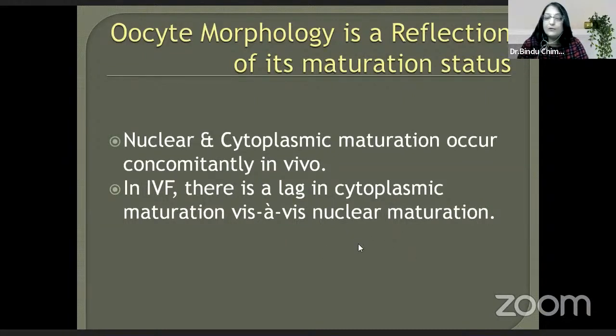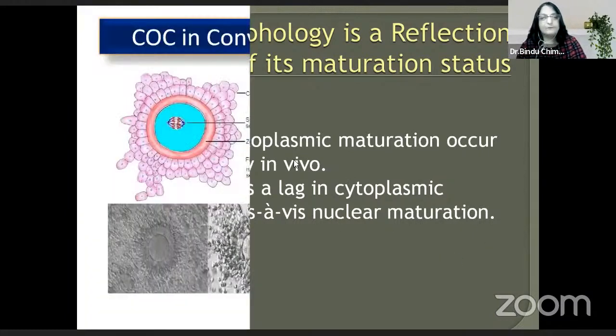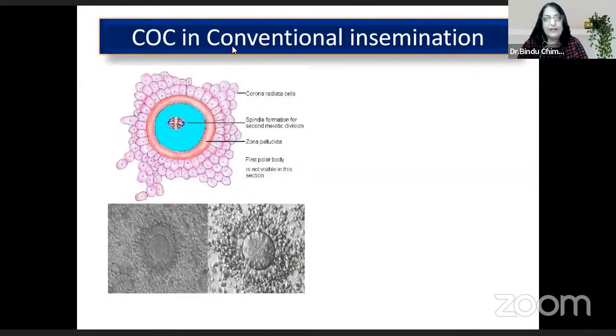Also, nuclear maturation is not restricted just to the presence of a polar body. It's not just a single polar body, but also the placement of the meiotic spindle, which is really what nuclear maturation is all about. So, what we see in the laboratory, how do we grade the morphology of the oocyte? When we are talking of conventional insemination, the only thing that we see is the COC complex. So, the presence of the corona radiata cells and the zona, if at all, that is the only thing that we can see.